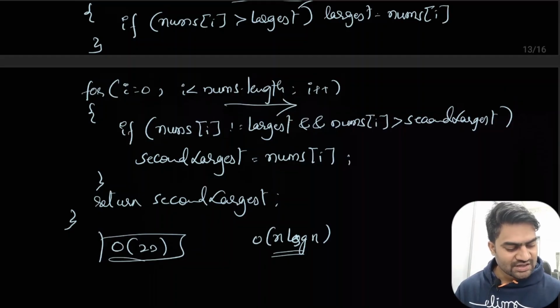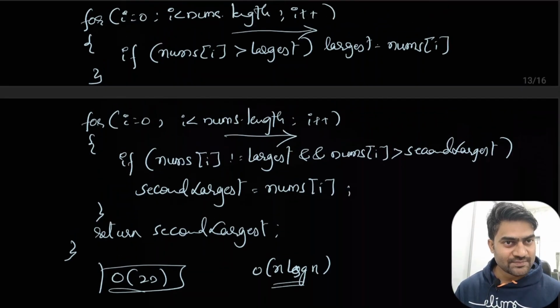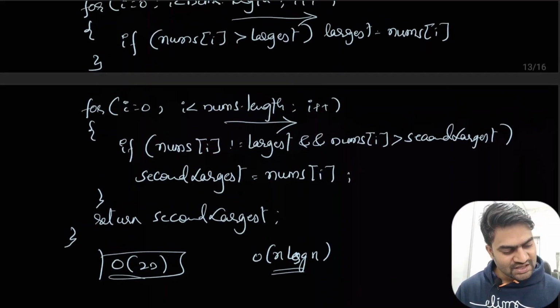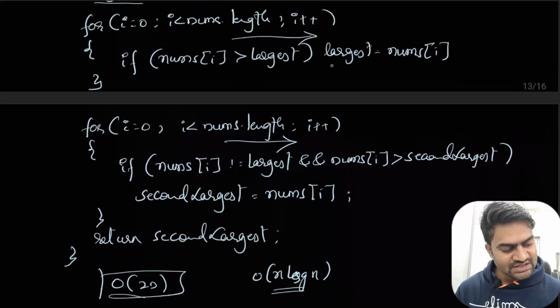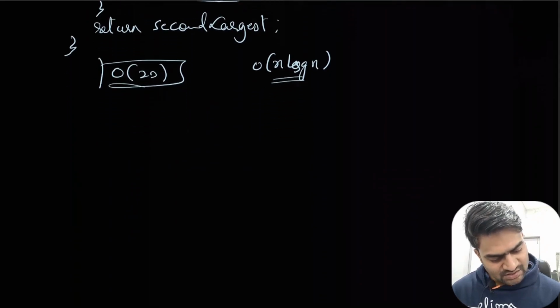Maybe not. Let us also try to reduce the two iterations. Here it is happening with two iterations, right? In one iteration we found the largest, and in the next iteration we found the second largest. Is there any way we can find it in only one iteration? Let us try to look.